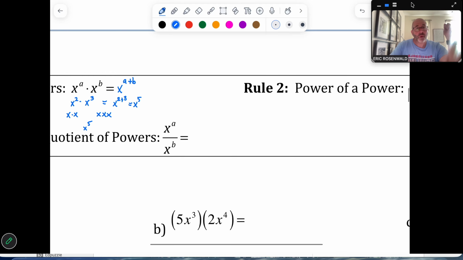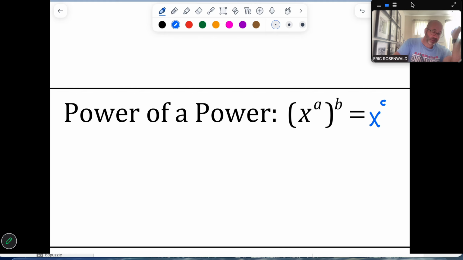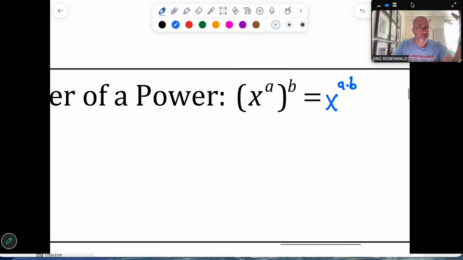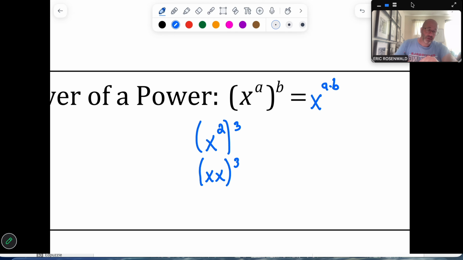Okay? The power of a power rule says that we're going to take the powers and we're just going to multiply them together. Why is that the case? Well, if I have x to the 2 raised to the third, think about what this says. We have x times x raised to the third. So what that means is that we have x times x 3 separate times.